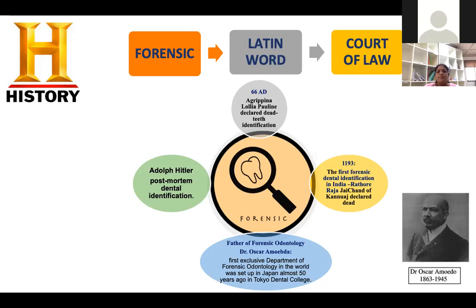Adolf Hitler was considered the first person to involve dental identification, post-mortem identification, comparing it with the ante-mortem record. But the father of forensic odontology is Dr. Oscar Almeida, because he was the first person to establish a department of forensic odontology in the world. It was set up in Japan almost 50 years ago in Tokyo Dental College.